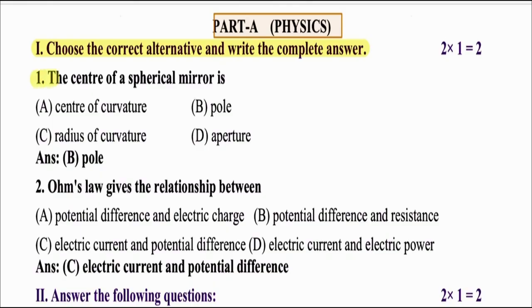Question number 1. The center of spherical mirror is option A, center of curvature, option B, pole, option C, radius of curvature, and option D, aperture. As you know, the correct answer is option B, pole.